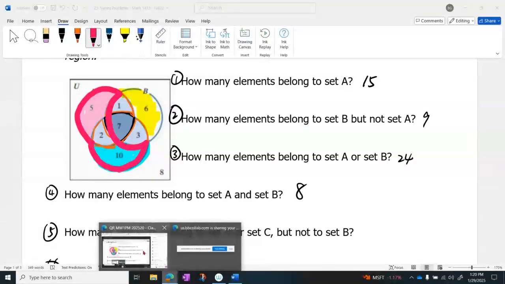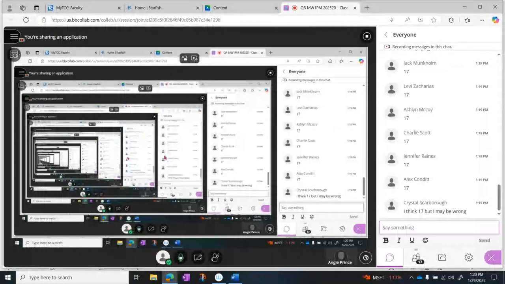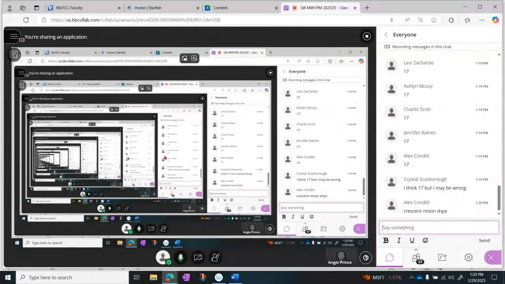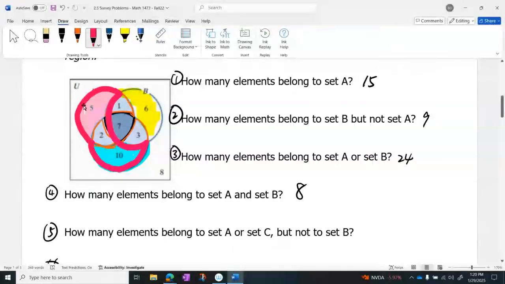Do you see it? Do you have 17? Yes, you guys are great. Very good. You are right, Crystal. It's a crescent moon shape. Actually, there's a pointing here, going inside and then going out. It's not really, or two crescent moons together. Anyway, there are 17 elements. Perfect. You guys are doing great.